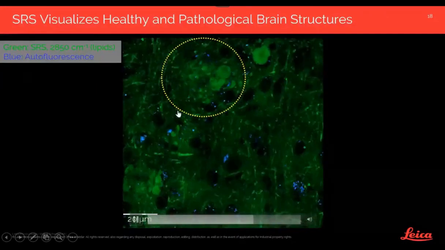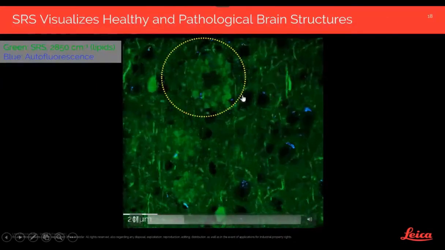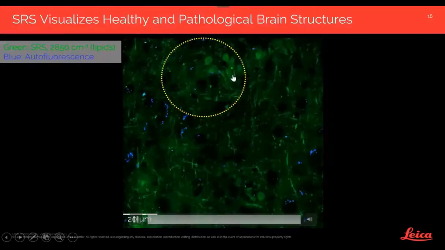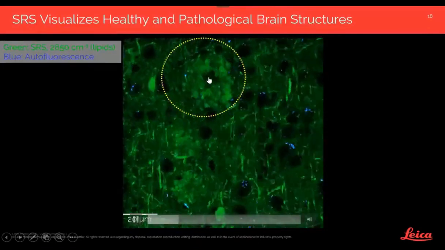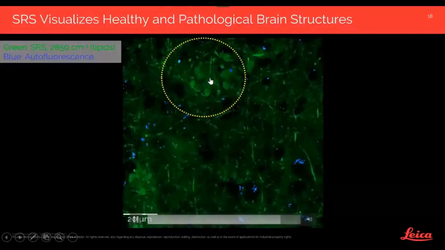So here I'm showing you a zoomed in region of this image, focusing on one of those pathological structures. You can actually see there's a shell of lipid-rich structures that enclose a core that is dark in this contrast, that is devoid of lipids.